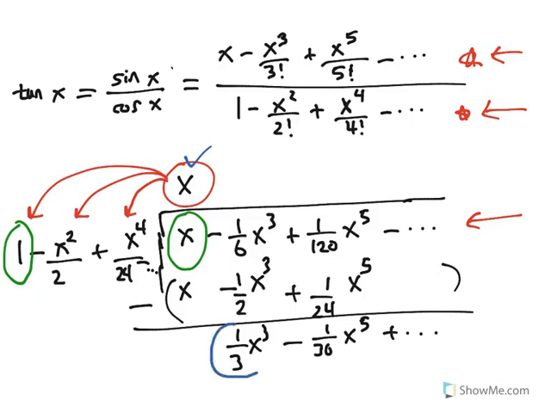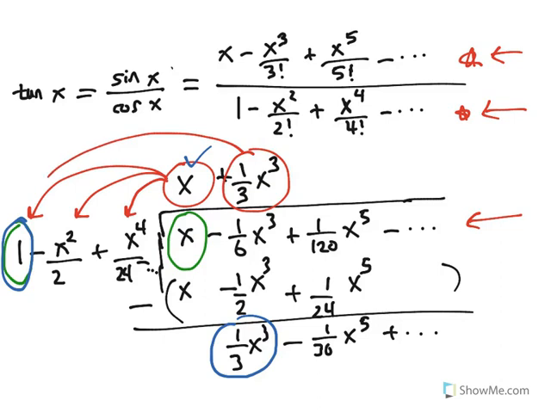Now I would take the lowest degree term from this line and divide by the lowest degree term of the divisor. And that gives me 1/3 x cubed, which I will write here above the third degree term column. And then I continue with my algorithm. I would need to multiply the 1/3 x cubed to each term from the divisor, and that would give 1/3 x cubed minus 1/6 x to the 5th, and so on.